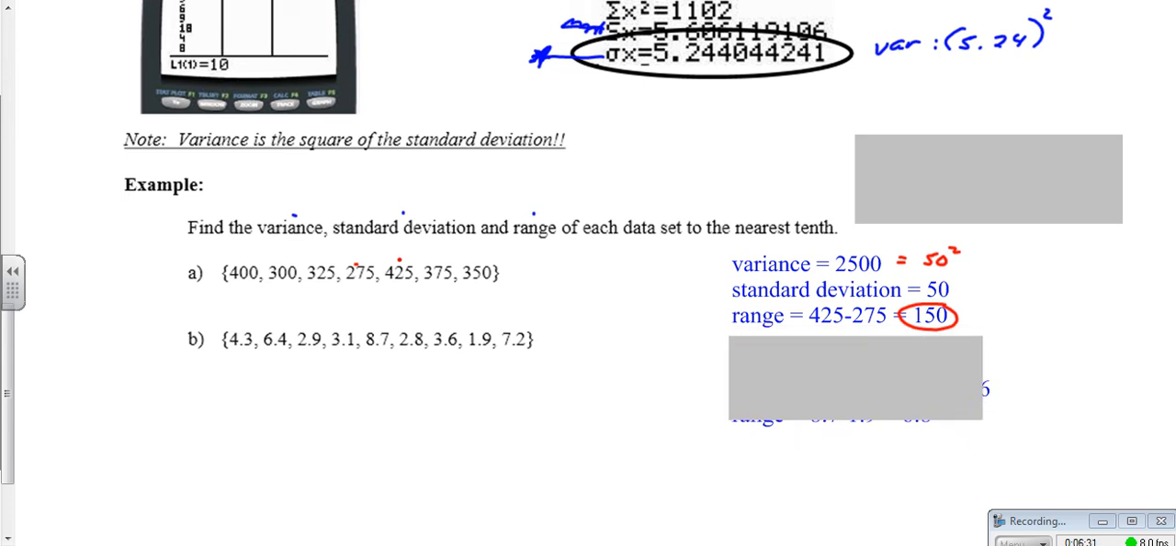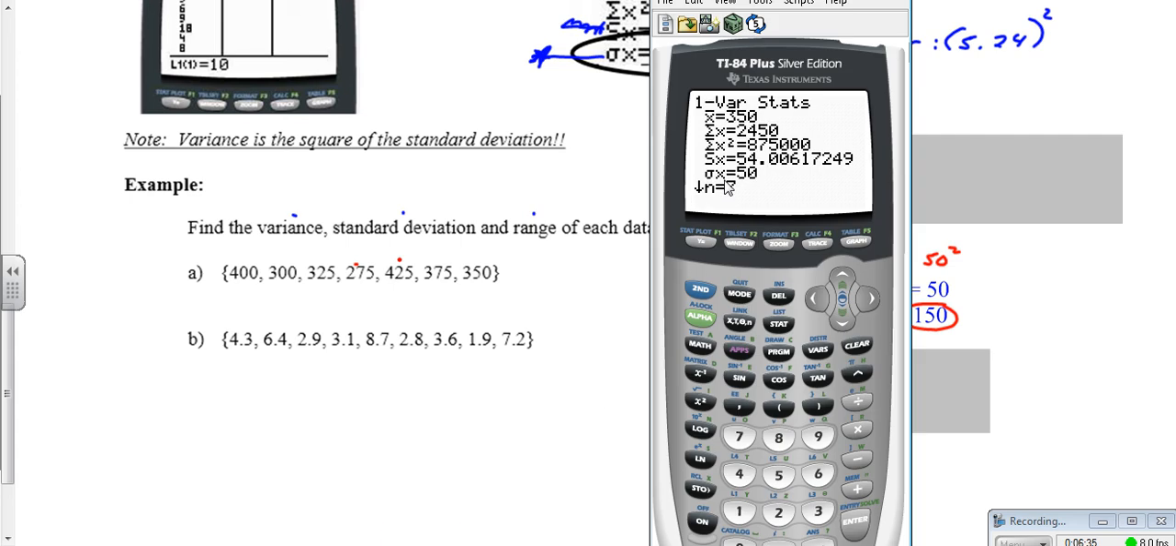Next one, put those numbers in my calculator. So again, I'll go stat, edit, list 3 has all those numbers in it. So I go stat, calculate, one variable statistics. Now I want list 3, so that's second function 3.